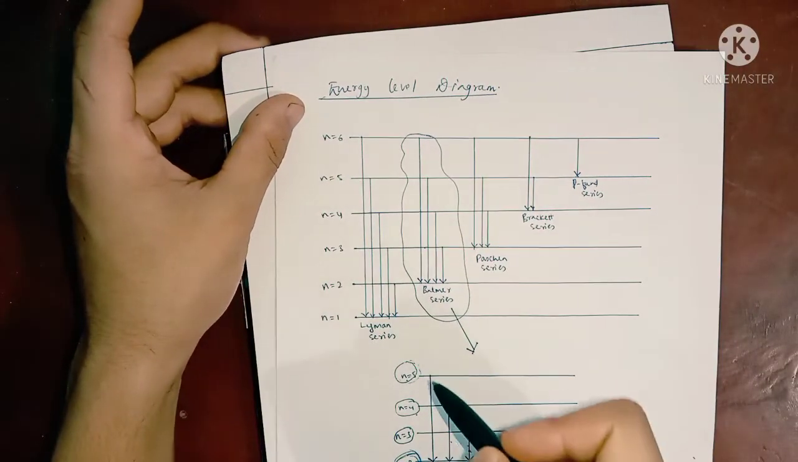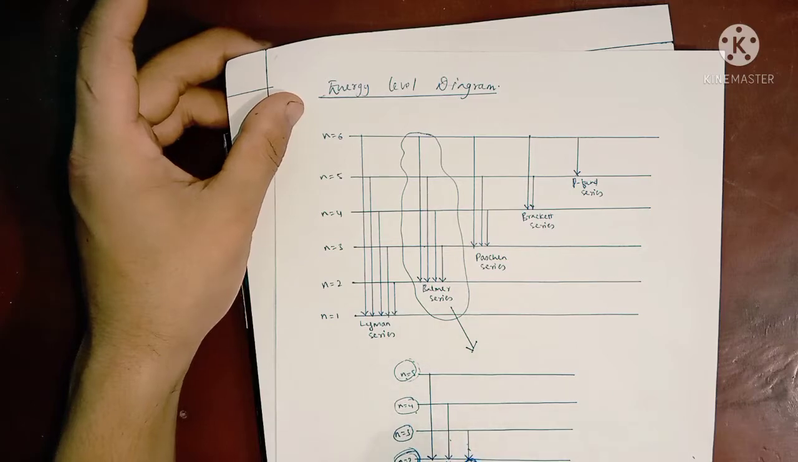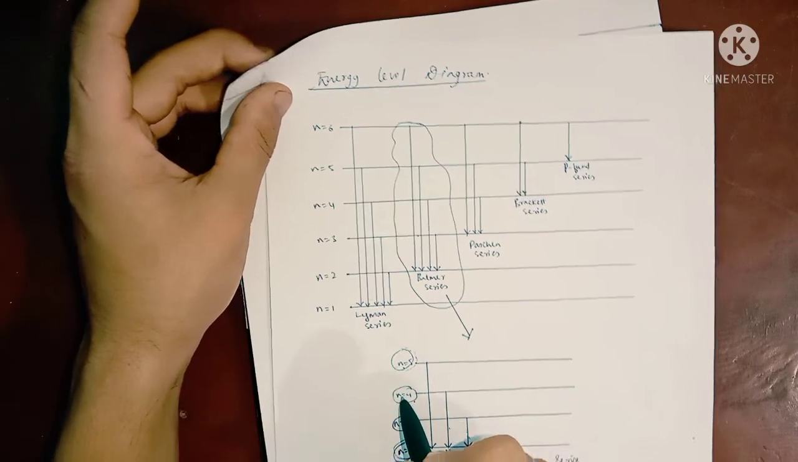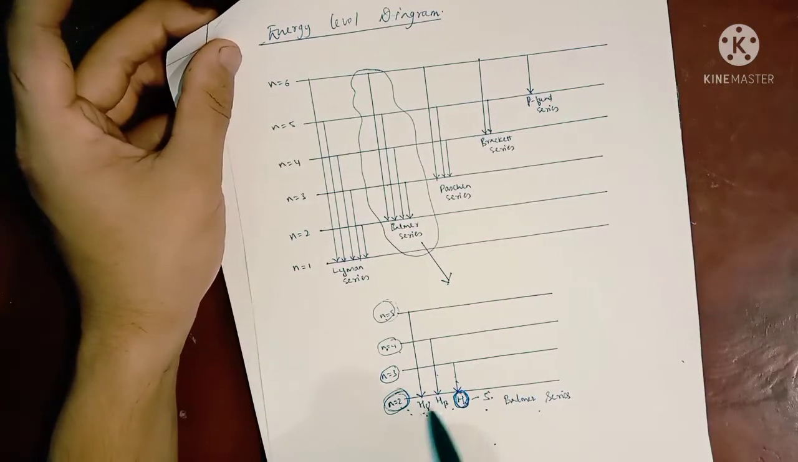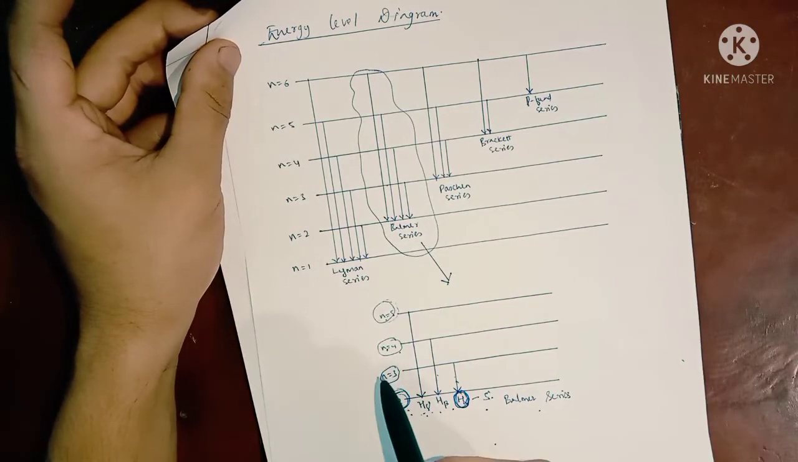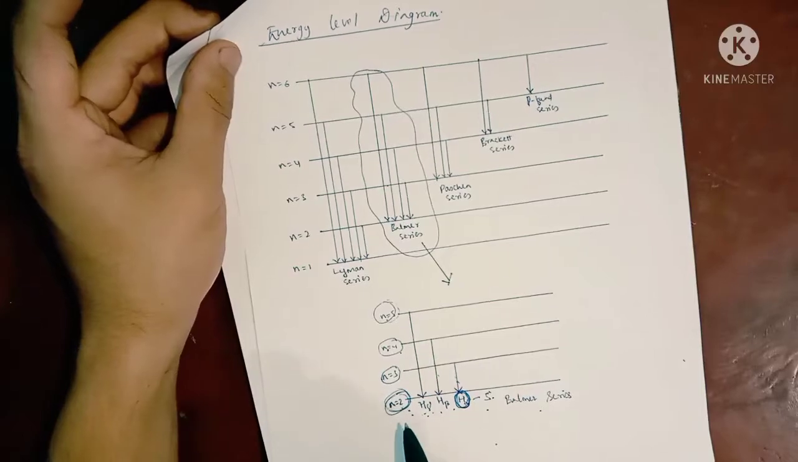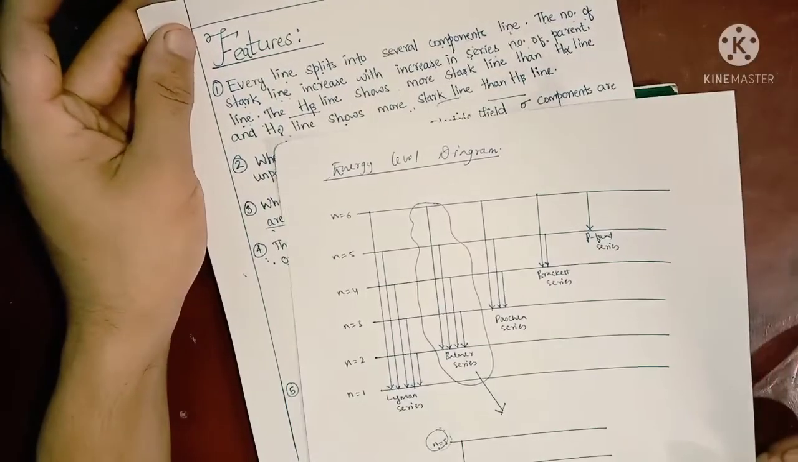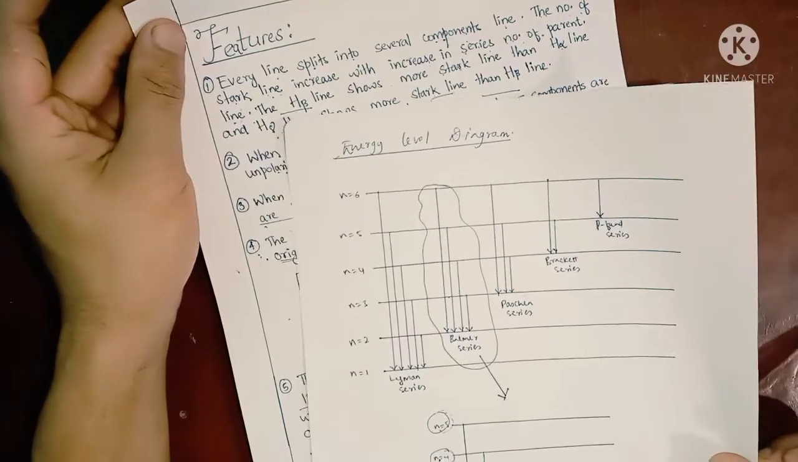That means if we get a transition from n equals 5 to n equals 2, it gives the H gamma line. If we get a transition from n equals 4 to n equals 2, we get the H beta line. If we get a transition from n equals 3 to n equals 2, we get the H alpha line. So it splits into several component lines.